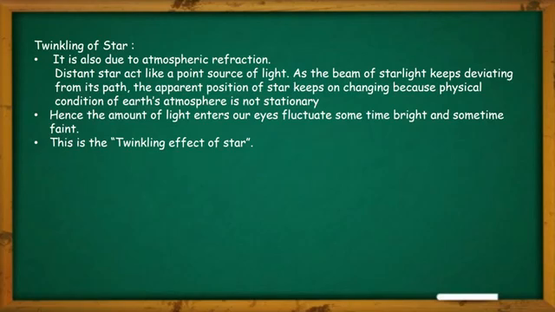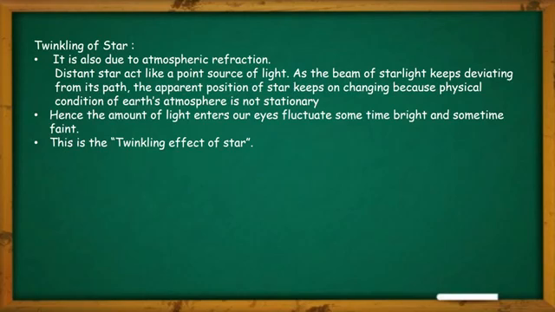Next concept, you will see the twinkling of stars. The twinkling of stars is also occurring due to atmospheric refraction. When a distant star acts like a point source of light, the beam of starlight keeps deviating from its path, and the apparent position of the star keeps changing, because the physical condition of Earth's atmosphere is not stationary or uniform everywhere. Hence, the amount of light entering our eyes fluctuates.